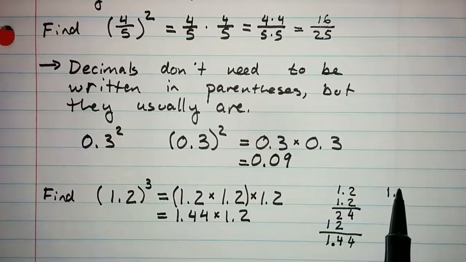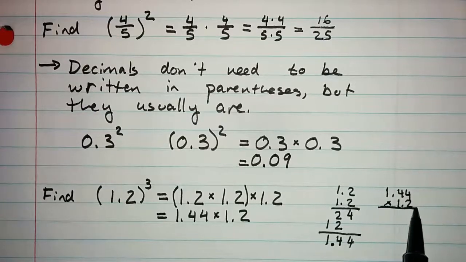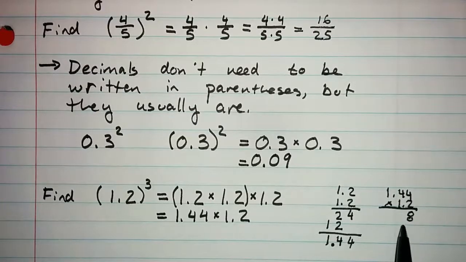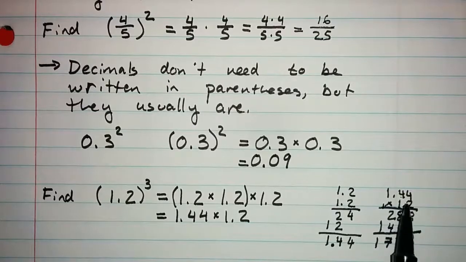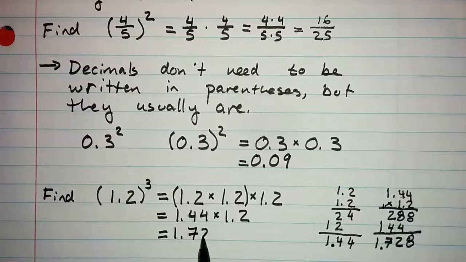Multiplying again, 1.44 times 1.2. 2 times 4 is 8. 2 times 4 is 8. 2 times 1 is 2. 1 times 4 is 4. 1 times 4 is 4. 1 times 1 is 1. Adding up 8, 12, 7, 1. 1, 2, 3 digits to the right of the decimal point is 1.728.